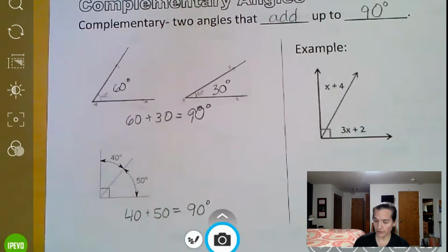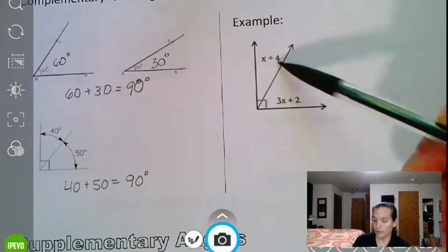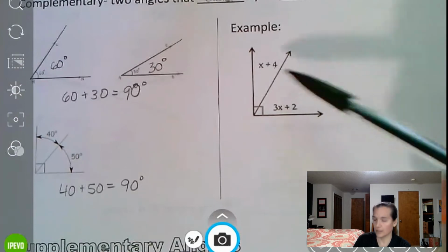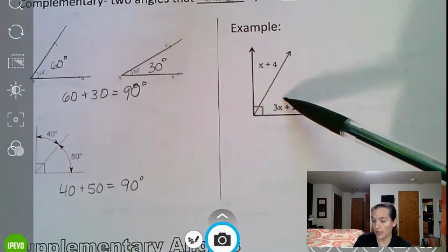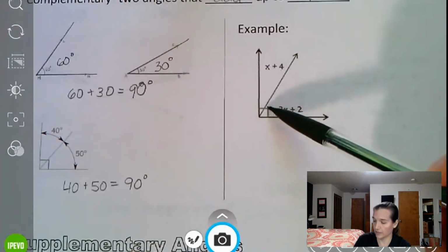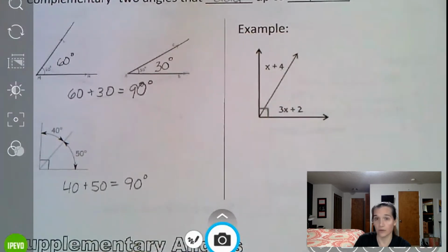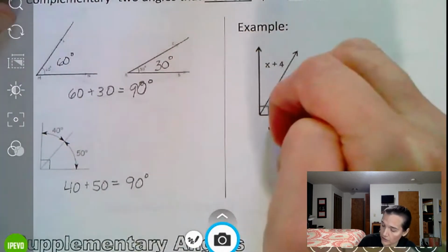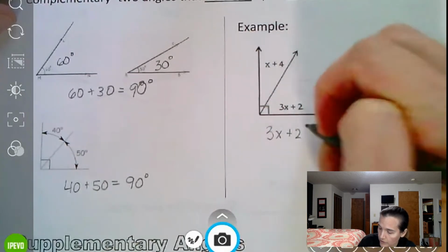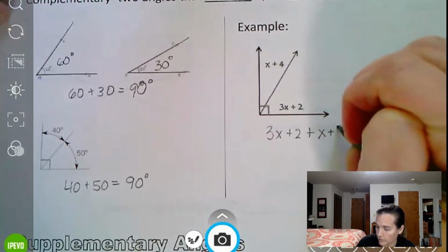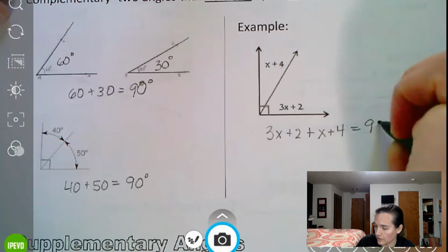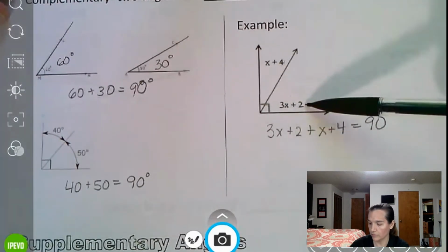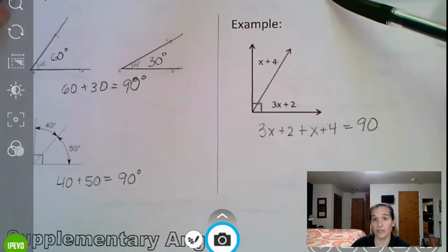Notice my square here indicates the right angle as well. Again, if we have angles with x's in it, we can say, you know what? These two together should add up to 90 because they form together a right angle. There it is, that box. So I could say here, 3x plus 2 plus the x plus 4 equals 90. This one plus that one equals 90 degrees.